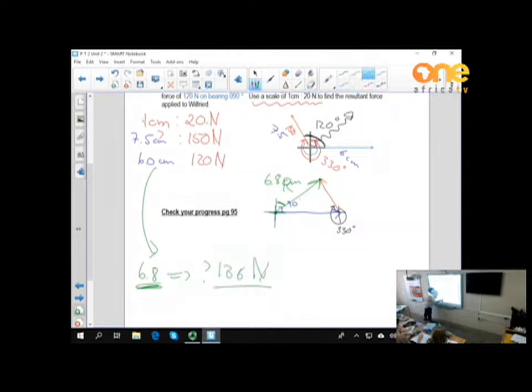Right. What else must we add here? To vector the direction. So what's the second part of the answer? You need to measure that angle. What do you get, more or less?